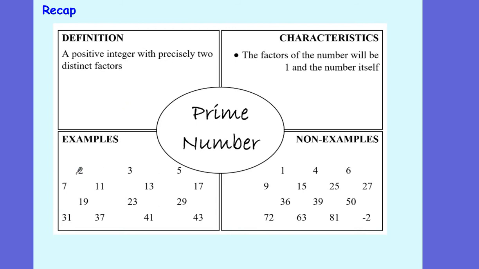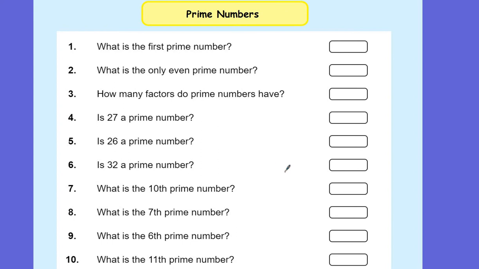So like 2 can only be made up of 1 times 2, 3 can only be made up of 1 times 3, 5, 1 times 5, etc. The factors are always 1 and the number itself. Some non-examples are down here in the other corner. So using your notes from last lesson, can you please work out what's the first prime number, what's the only even prime number, and continue to do these 10 questions in your light blue books. Pause the video for 10 minutes or so using your notes and work these out now.